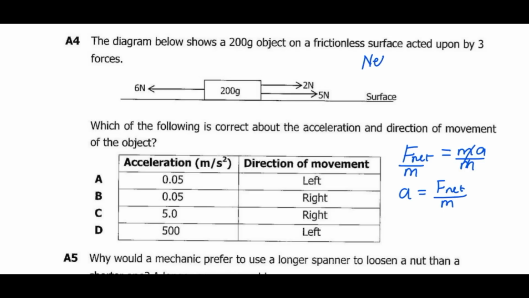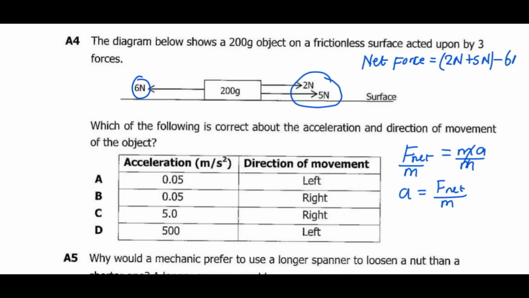So net force will be given by this. We can see that we are going to have the sum of these 2 forces. So these 2 forces will be added since they are pointing in the same direction. So 2 newtons plus 5 newtons. Then we'll subtract the 6 newtons. We can see that this one is pointing in the negative x-axis, so this will be subtracted.